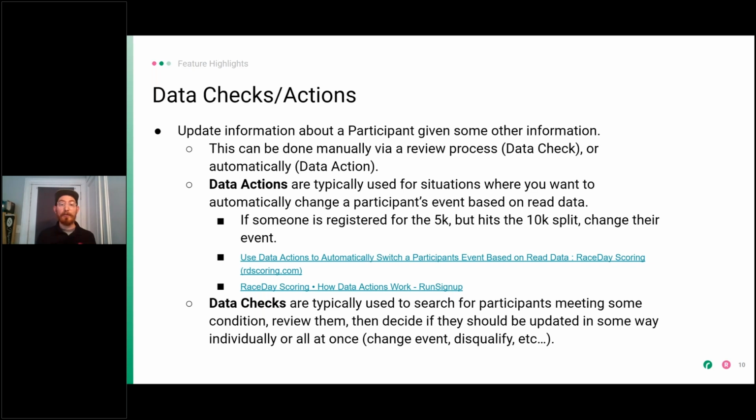So for example, let's say someone is registered for a 5K, that's some participant information, but we get a read for them at a 10K location. The system can detect that state and automatically change their event. And that gets published to RunSignup, and the results automatically go up, and everything is nice and easy. So this is really cool.